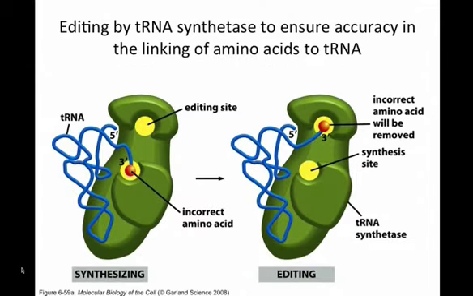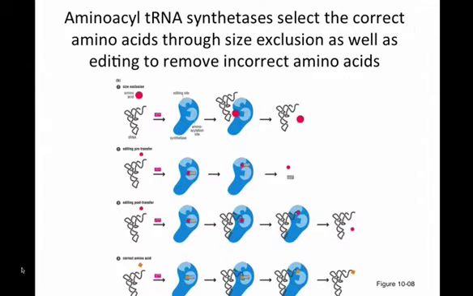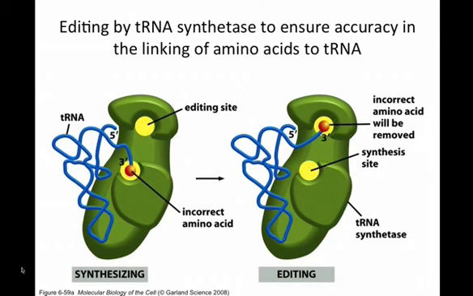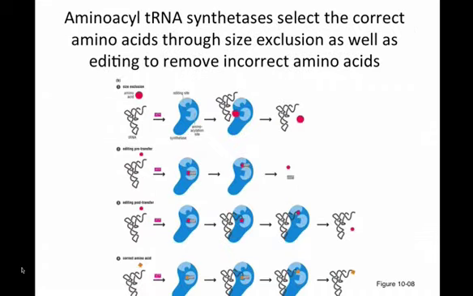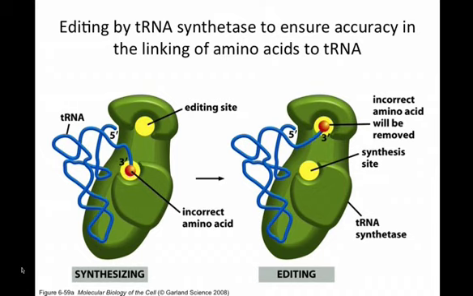So what am I talking about? This was from the old textbook that I stopped using. I like this slide because it shows all the options. It's also fairly busy. So if you're looking at this slide and you're going, I don't know what she's talking about, you can go to this slide, which shows it very simply, and then go back to the other one that shows all the options. So you have your editing site and your aminoacylation site, and if an incorrect amino acid gets added, it'll move to the editing site and get removed.